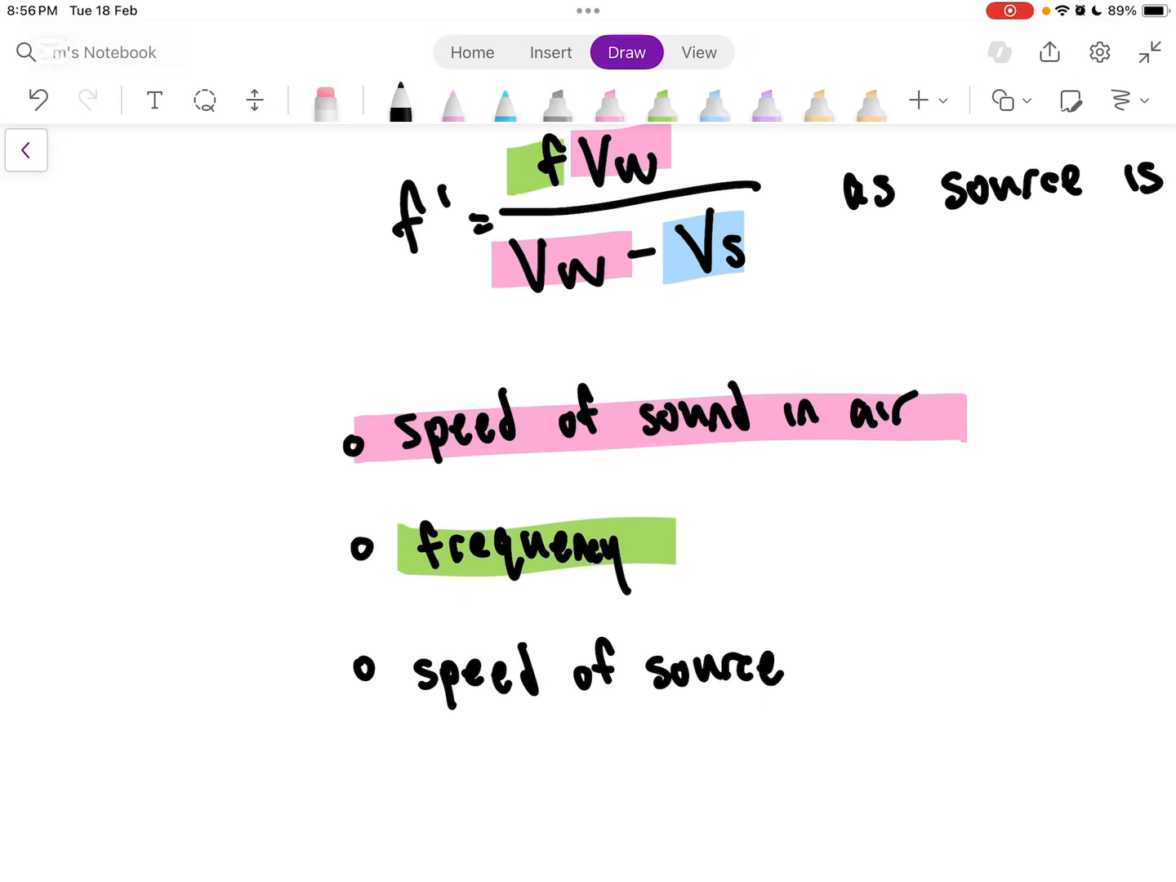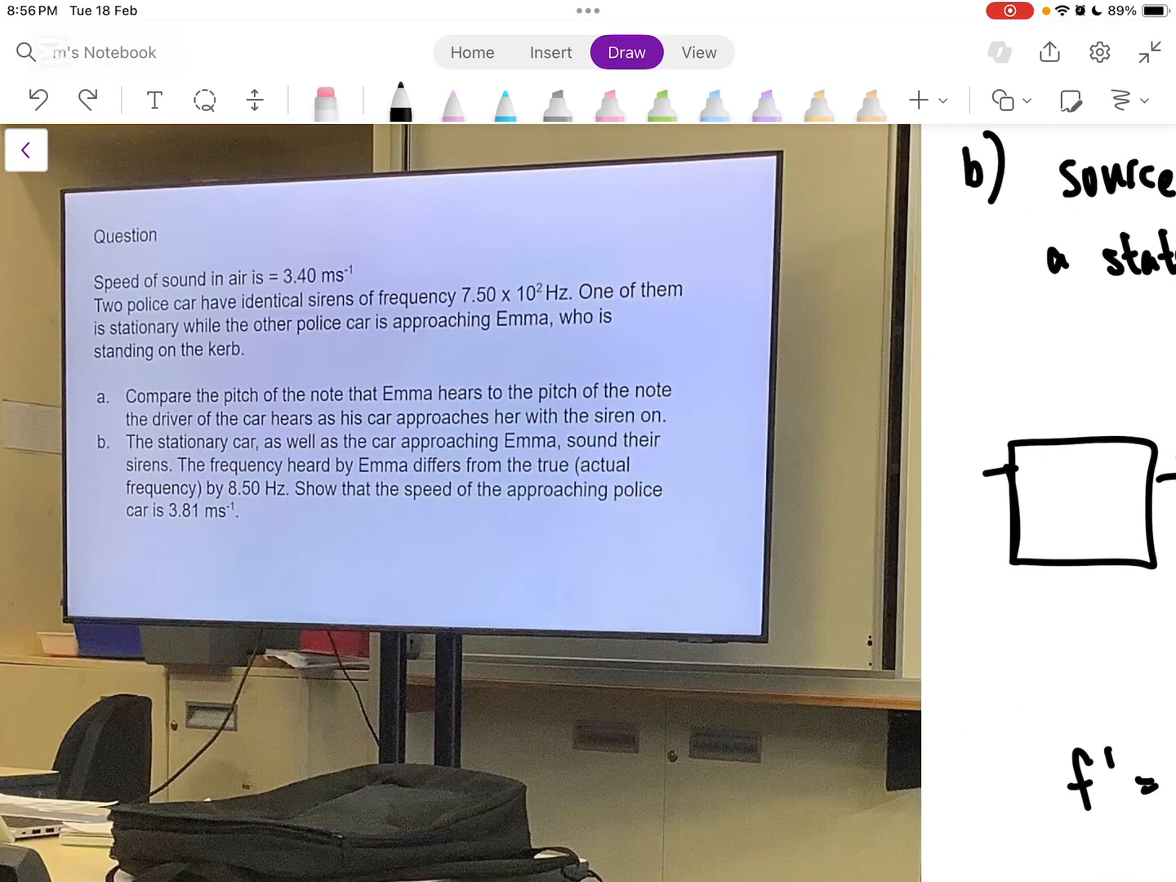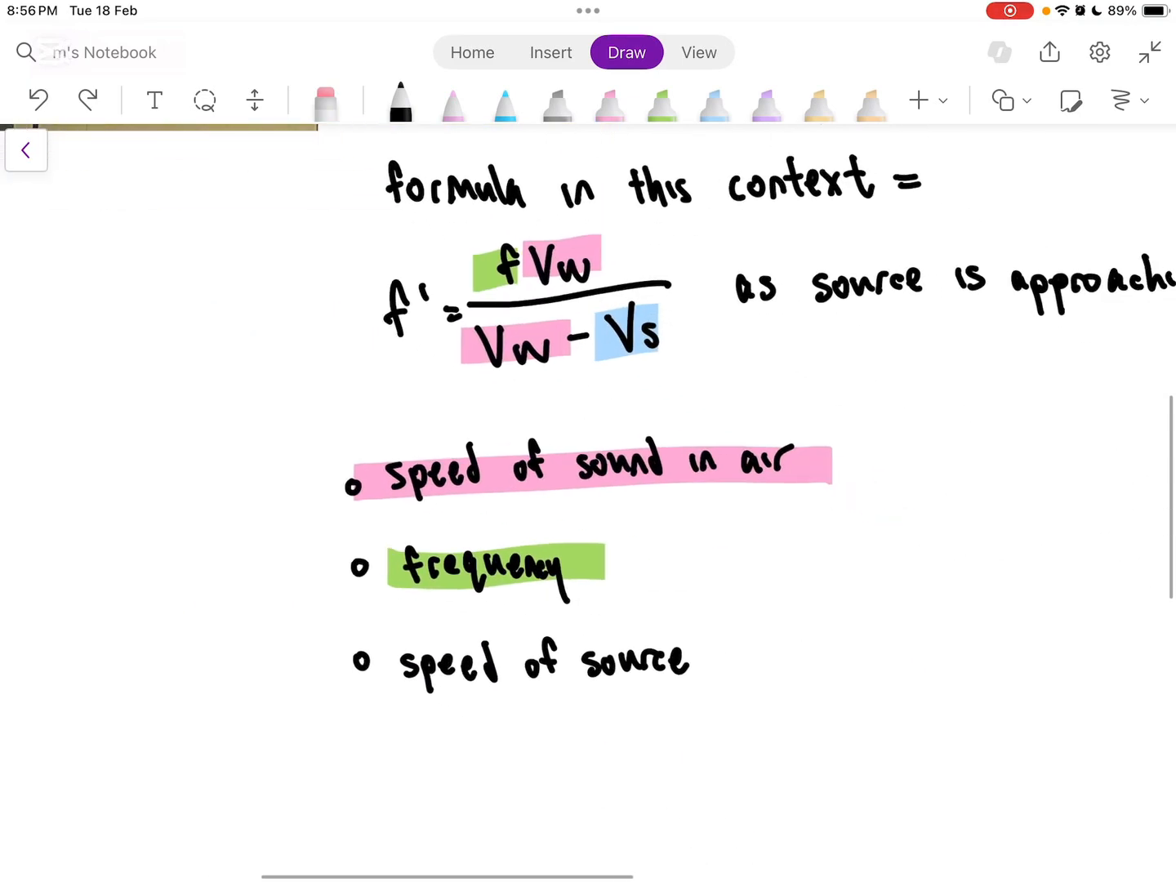I don't know why VW is the speed of sound in air. Technically it's the speed of waves, but in this case sound waves are the wave. So it can be kind of hard to know why the 3.4 is VW, when it doesn't explicitly say the velocity of the wave. But in this case, we'll just know that if it's in meters per second and it's not the source, then it's the VW. So, anyways, Vs is the speed of the source.